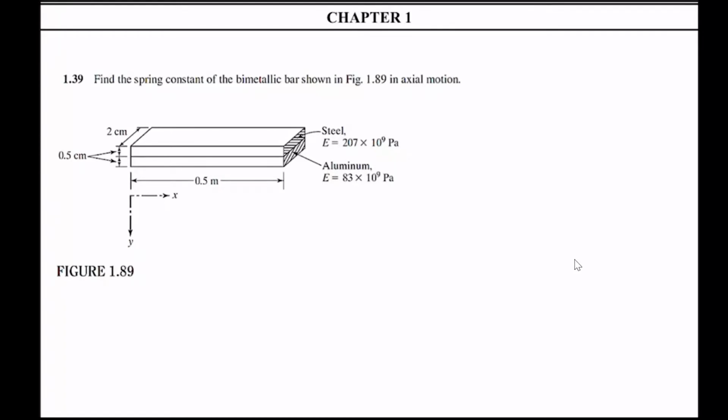So first of all, how are we going to find the equivalent K? Two different stiffnesses for two different materials, but they are a bimetallic bar, right? So how are we going to find the equivalent K, the total stiffness? First of all, we have to derive the strain.